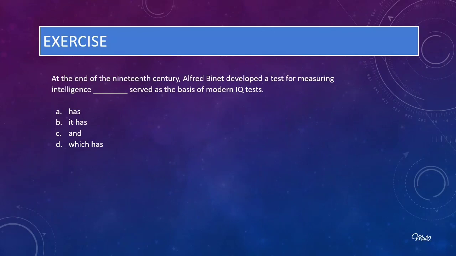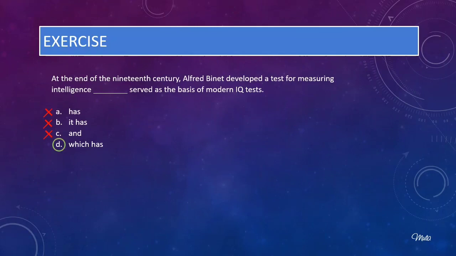A. Has, incorrect, because there is no adjective clause connector. B. It has, incorrect, because there is no adjective clause connector. C. And, incorrect, because this is kind of coordinating conjunction. D. Which has, the correct answer, because this is the correct structure of adjective clause.